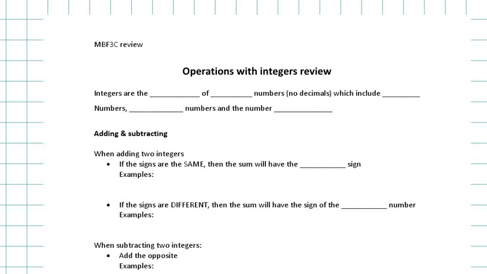So integers are the set of whole numbers which include positive numbers, negative numbers, and the number 0. When we talk about integers, the symbol for the word integer is I, okay? So the symbol for the word integer is I, and then we can write it as I is, you can say, negative.